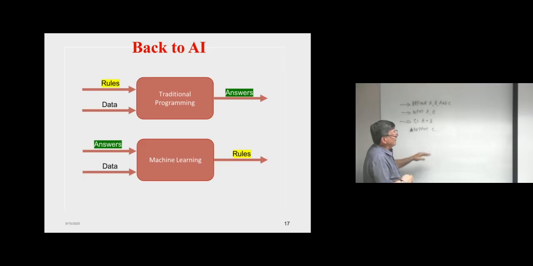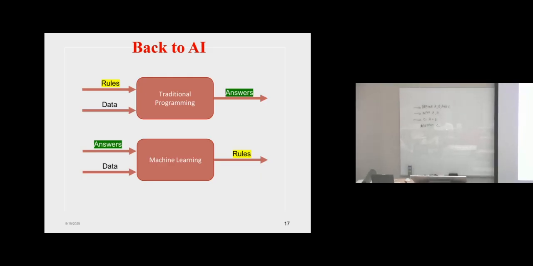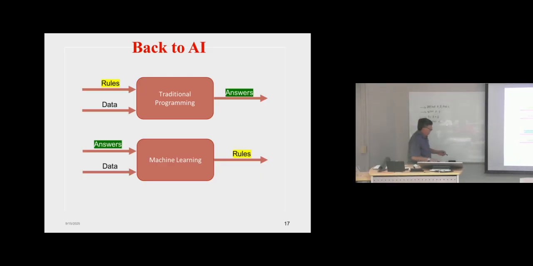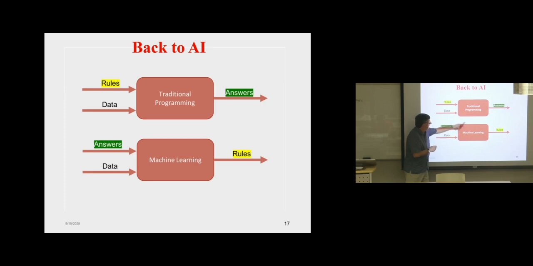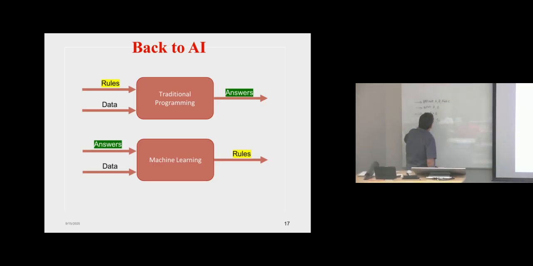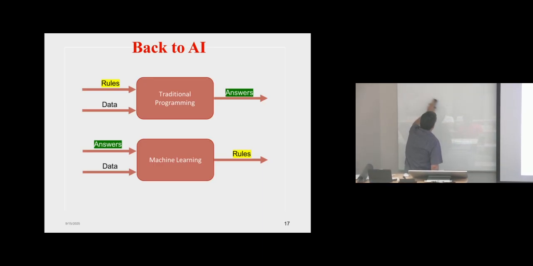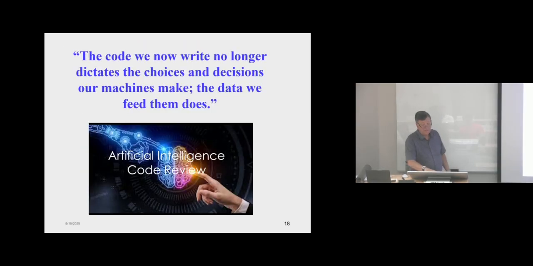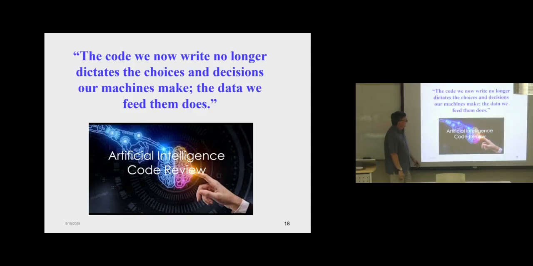Okay, now, when you think about this, it means that the machine is learning from the data. In machine learning from data here, what's it learning from up here? The rules. Two totally different things. All right, that's the guts of it. So the code we write no longer dictates the choices, the decisions our machines make. The data does. And that's just the way it is.